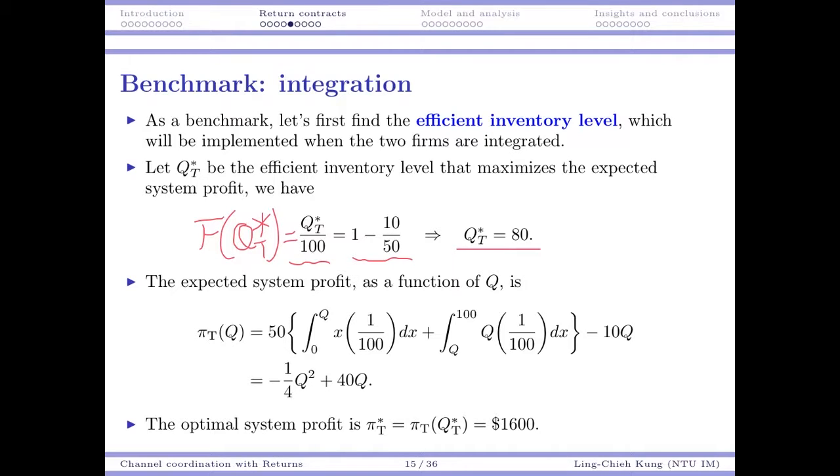And then we may also derive the expected system profit like this. Now, this is just the newsvendor setting. Because this is a uniform distribution, we can complete this integral and simply express the profit function as a second degree polynomial. So with this in mind, we know Q_T is going to contribute $1,600 to the channel as the total system profit. These are things you already know how to do as the basic newsvendor problem.